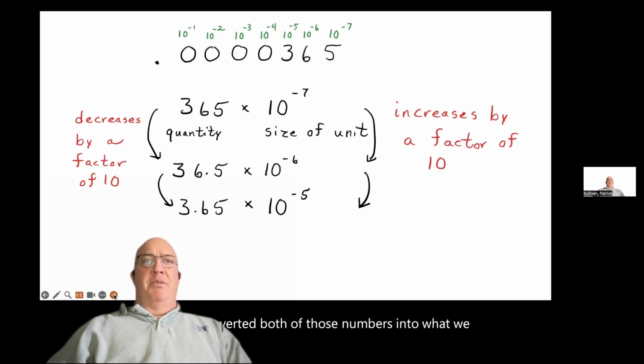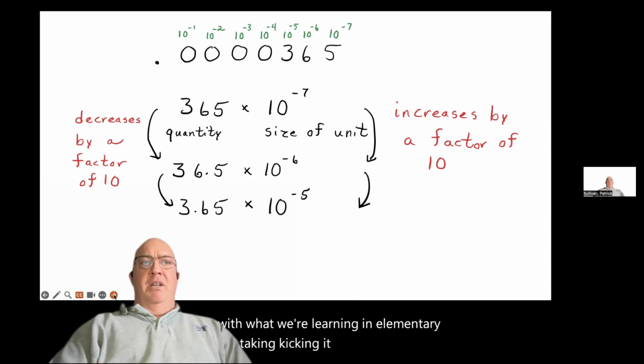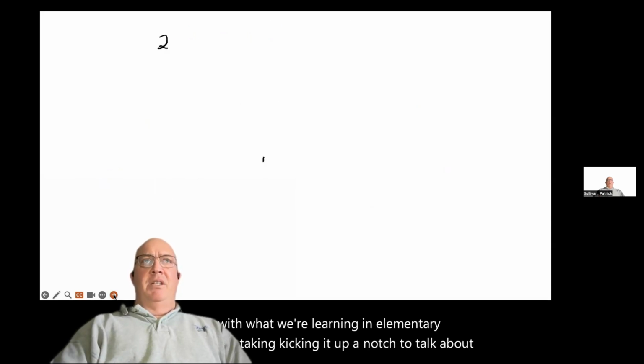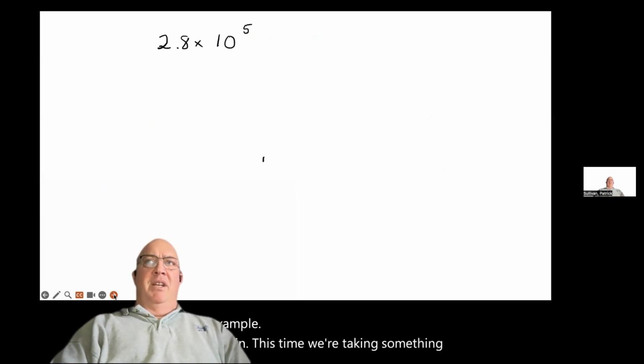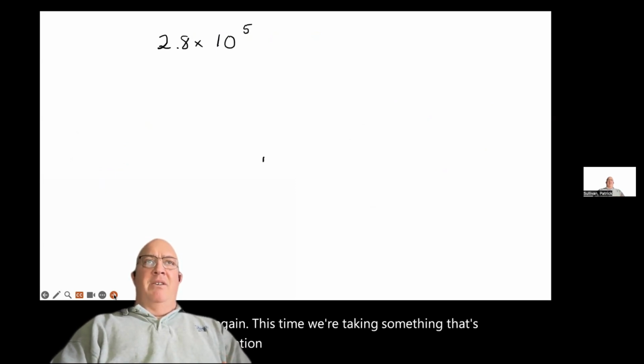But again, it's the same principles as we talked about earlier with what we're learning in elementary mathematics, but we're kicking it up a notch to talk about scientific notation. Let's do one more example: 2.8 times 10 to the fifth. This time we're taking something that's written in scientific notation and converting it to standard notation. So again, same idea as before.